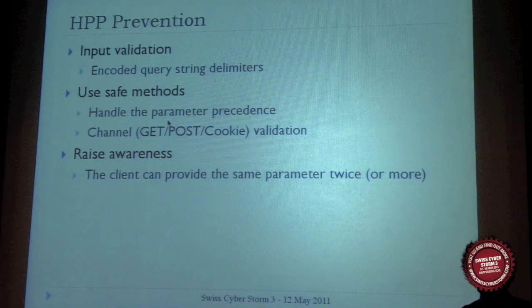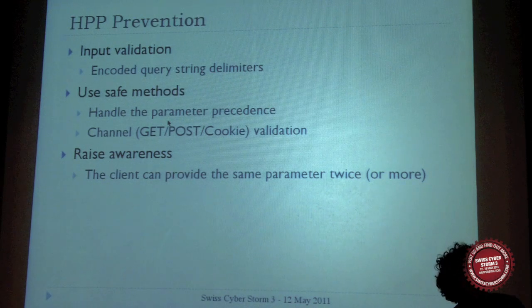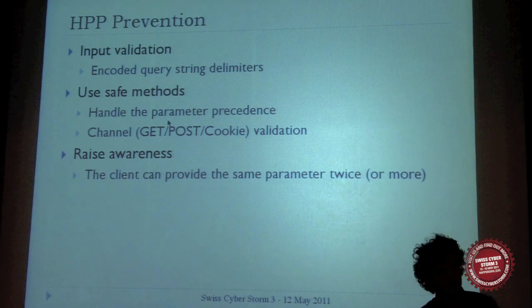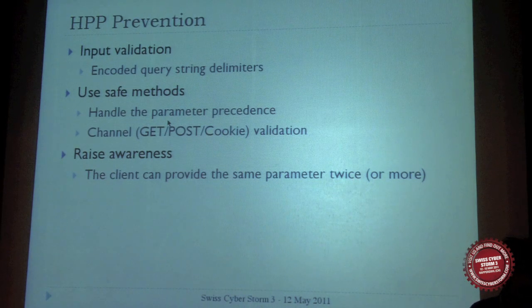For example, in Python, you have the method called getValue, that you usually use to get the value of the parameter. If a user submits the same parameter twice, you will have a list, as I was saying before. So you may want to use the getFirst method to have only the first parameter. Then you want to validate where the data come from. If it is supposed to come from the POST, the data should come from the POST and should not be accepted by GET. And finally, raise awareness.